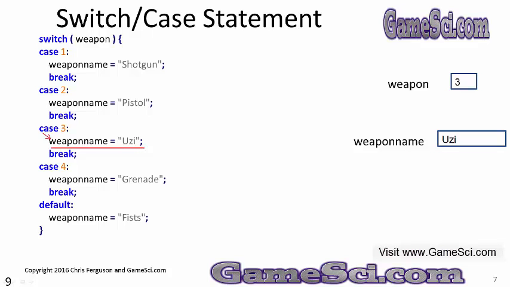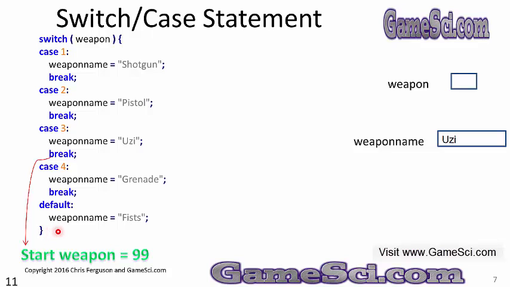After I set the weaponName to Uzi, I'll fall down to the break statement. The break statement does, as we've already explained, break you out of the switch. I selected case 3 to execute. I will break and get out of the switch and continue on with the program after the switch case statement.